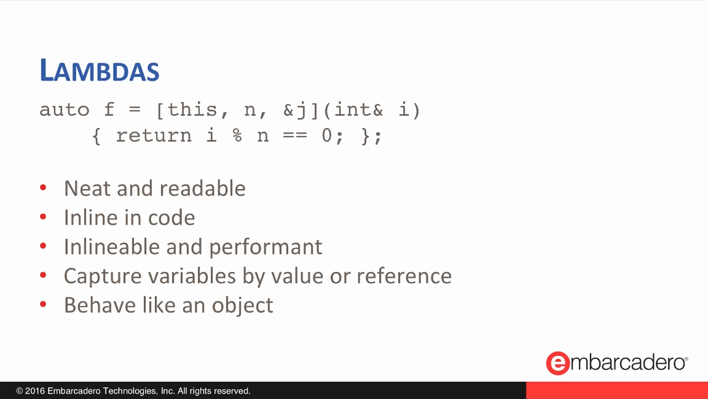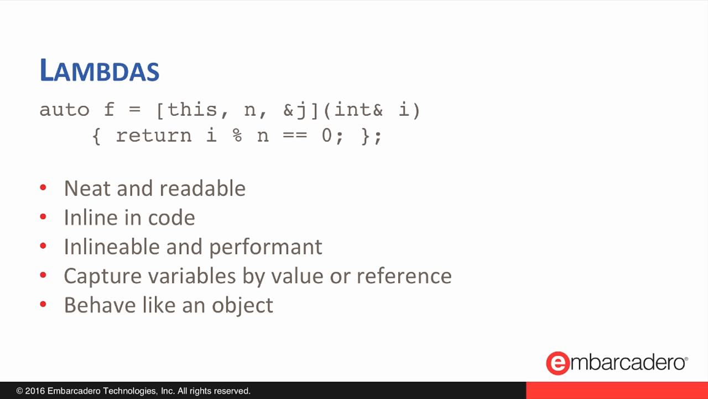The capture list is to me the most interesting. You can capture any variables in scope by value or reference, and you can capture the class you're in via this. So a complete example would be this, which captures this, n by value, and j by reference. You can also capture all variables by value or reference, but that's lazy code and I would not recommend it.